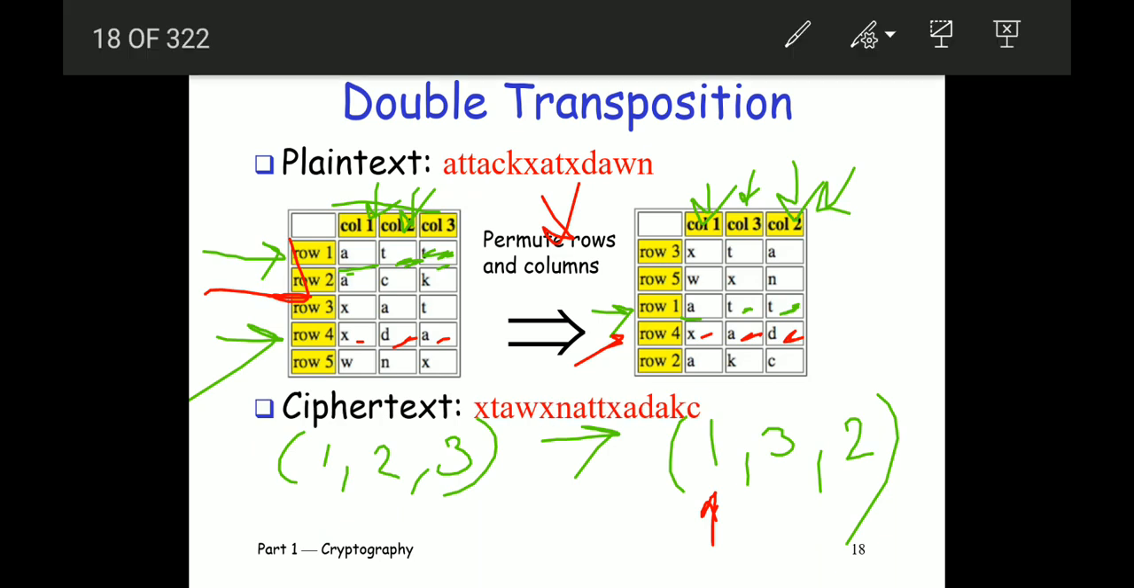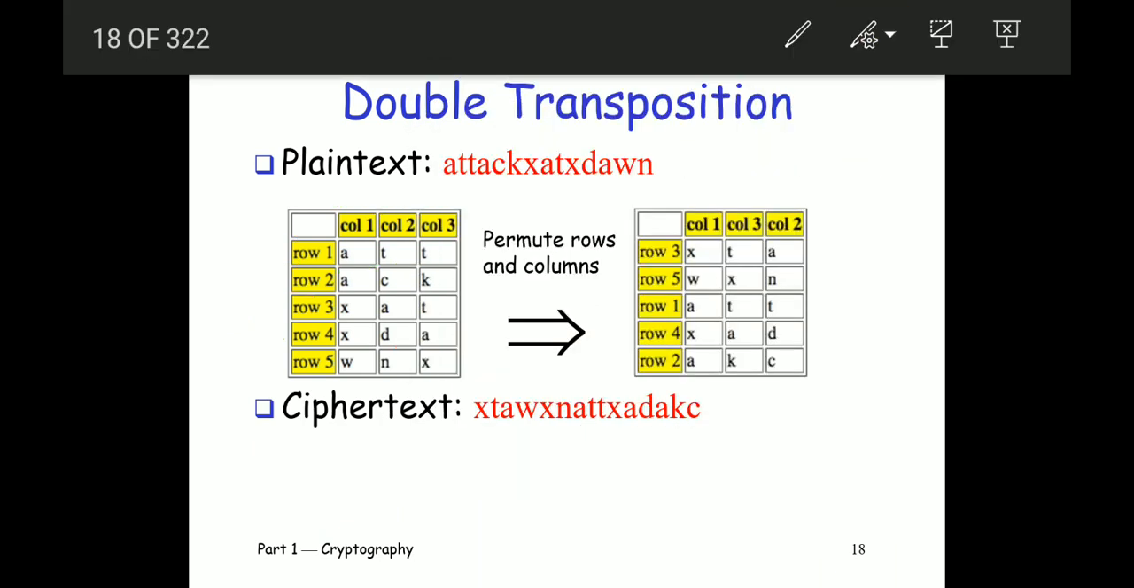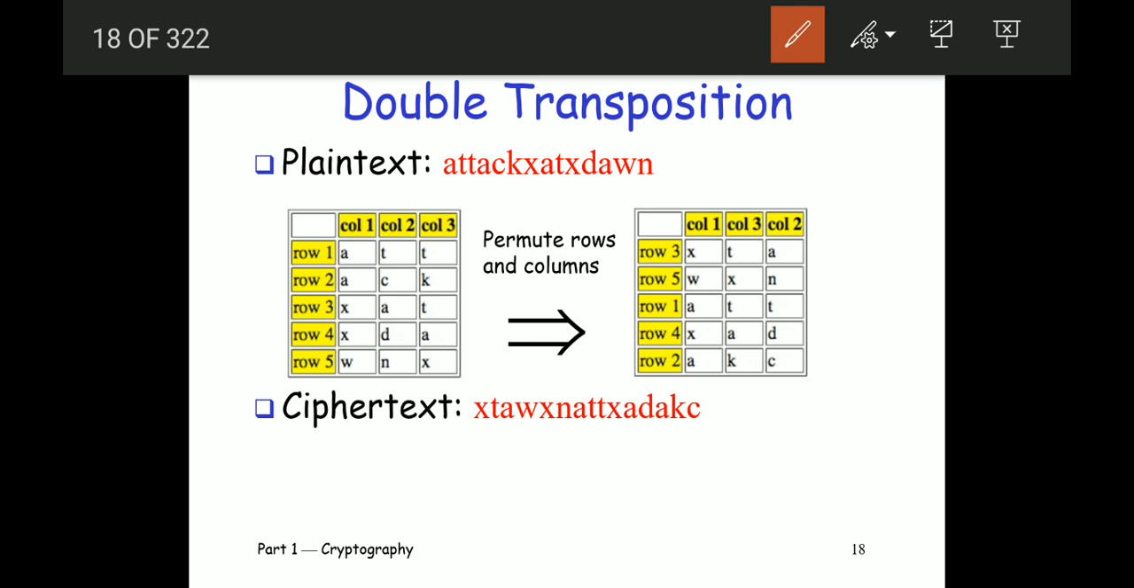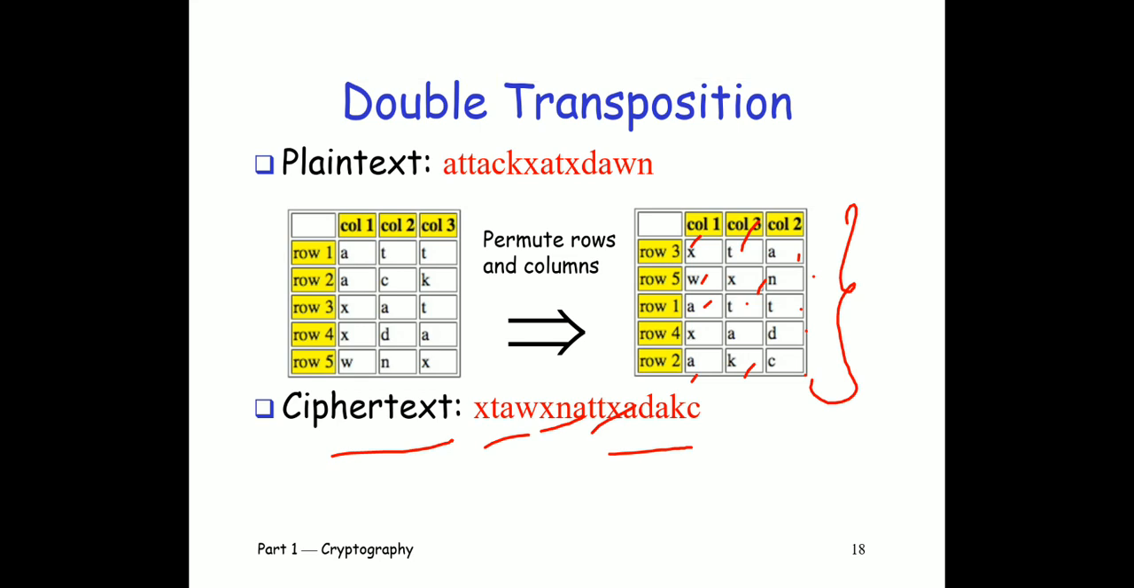Now let us consider that the ciphertext that is given is XTAWXN ATTXA. Whatever we obtain from this matrix is known as the ciphertext. So it is XTAWXN and ATTXADAK C. This is the ciphertext.